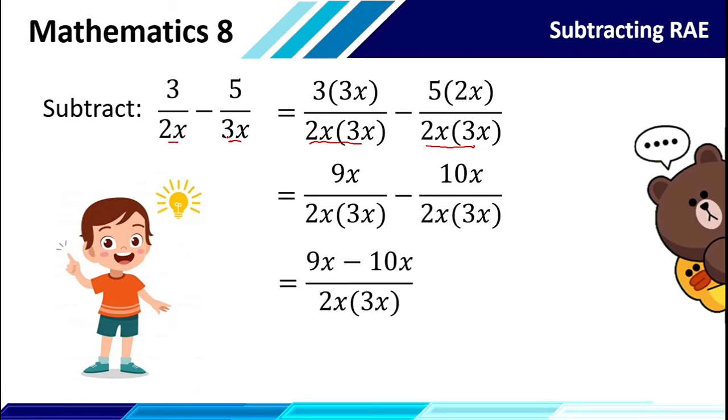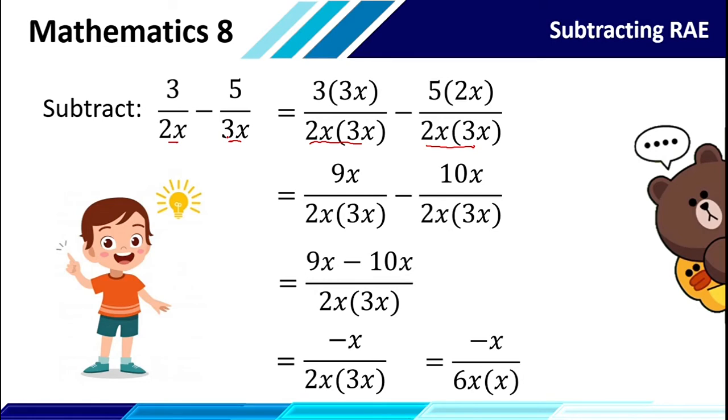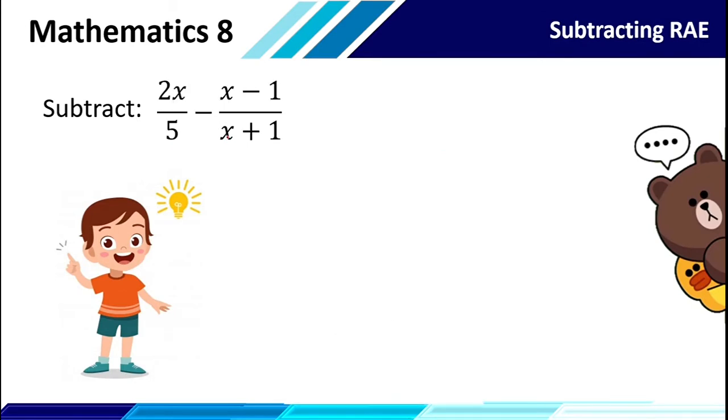And as you can see, we have the same denominator, so we will just copy it. And then we will subtract 9x minus 10x. And we know that 9x minus 10x is negative x. And to simplify it further, we will have negative x over 6x times x. We know that we can cancel x from the numerator as well as in the denominator. Therefore, we have negative 1 over 6x as our final answer.